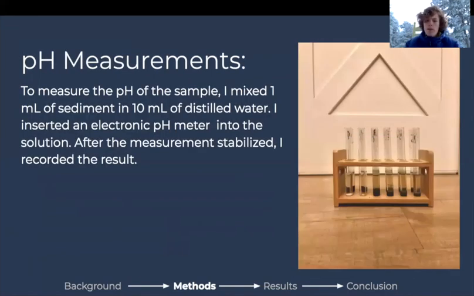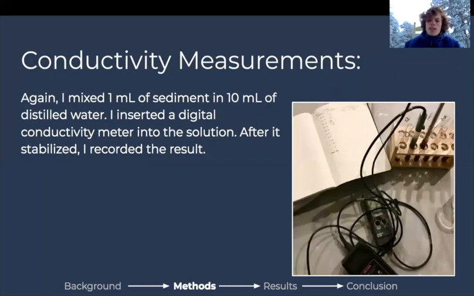Next, one that was a little easier was pH. All that I needed to do was take 1 milliliter of the sediment and dilute it with 10 milliliters of distilled water. And then I would just measure the pH with a pH meter. I did almost the same thing with sediment conductivity, except I used a sediment conductivity meter instead.